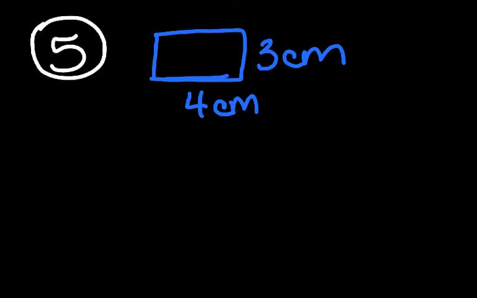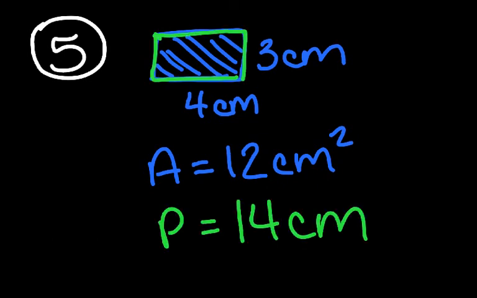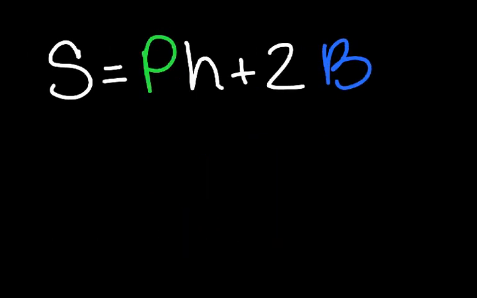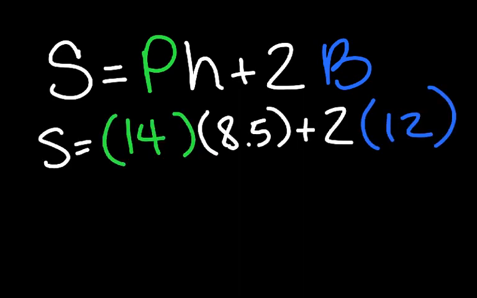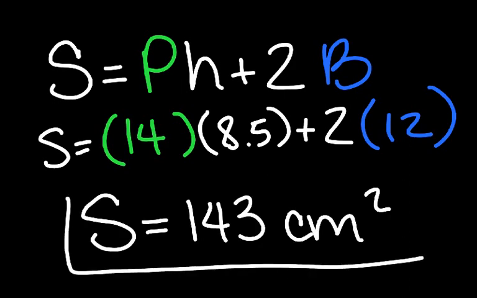Number 5, draw your rectangle, your base. The length is 4, the width is 3. You're going to find your area and your perimeter. Your area should come out to 12 centimeters squared. Your perimeter is 4 plus 3 plus 4 plus 3. Should give you 14 centimeters. Write down your formula, replace your variables with numbers, and you should be done. Go ahead and plug it into the calculator just like that. Should give you 143 centimeters squared.